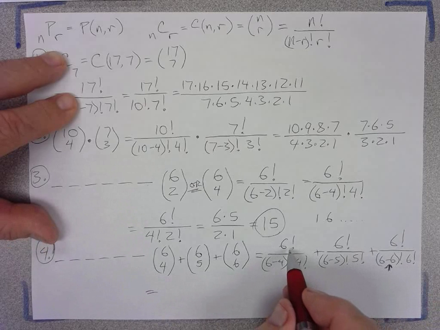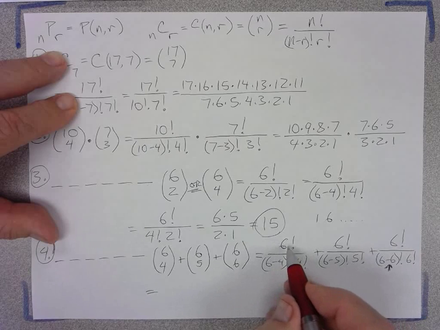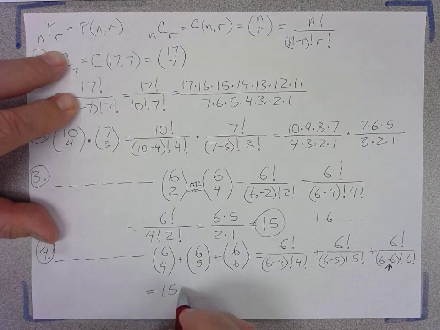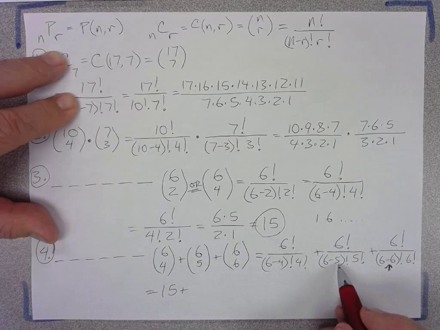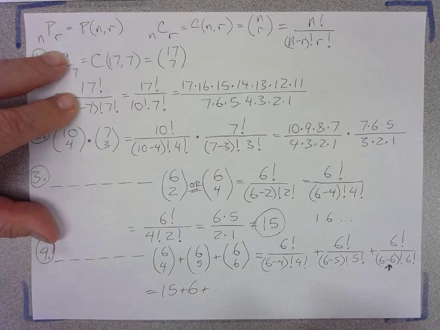When you say 6 factorial over 6 minus 4, that's going to be 2. 4 factorial is going to leave 6, 5. So that's going to be 6 times 5 divided by 2 is 15. And then 6 minus 5 is 1. This is 5 factorial. 6 factorial divided by 5 factorial. All that's going to leave up top is 6.